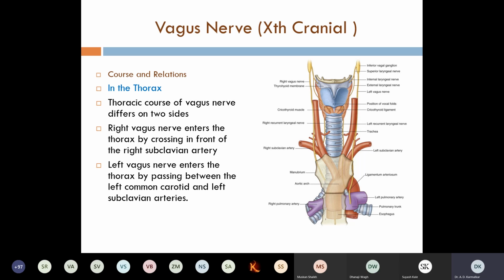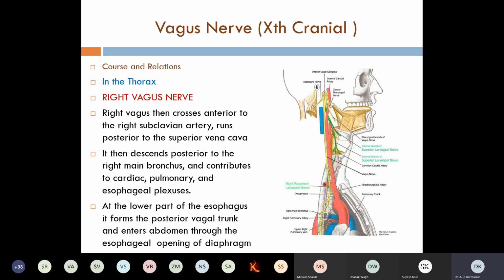There are different relations of the branch, the recurrent laryngeal, that you will also see, which has embryological importance also. So the right vagus nerve enters the thorax by crossing in front of the right subclavian artery, while the left vagus enters between the left common carotid and the left subclavian artery. This is a simple thing I have mentioned here to remember how it enters the thorax. We will go into a little more detail in the coming slide.